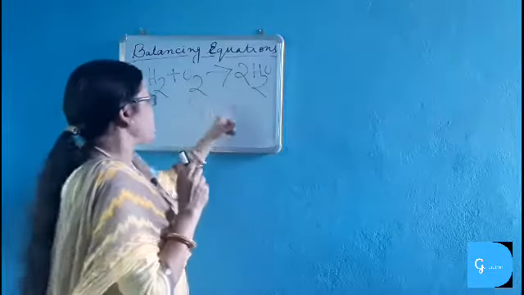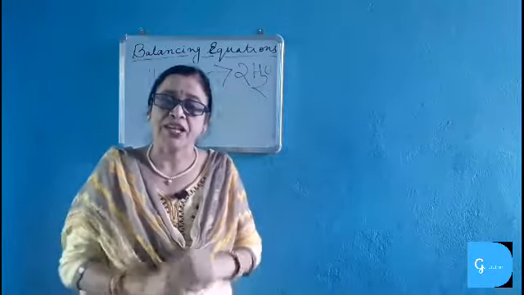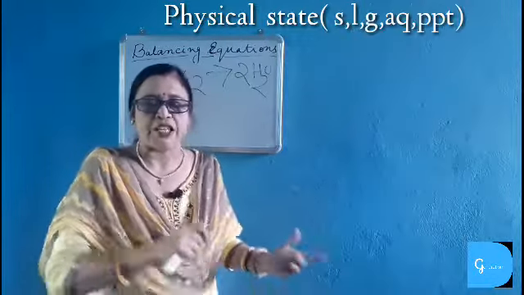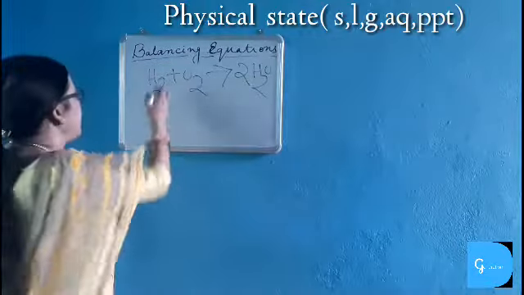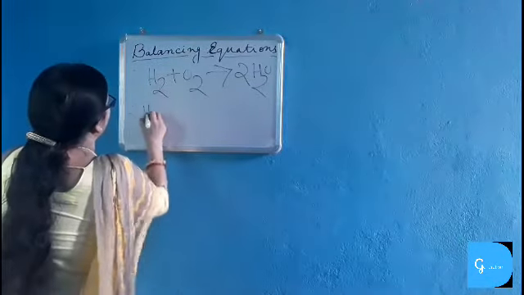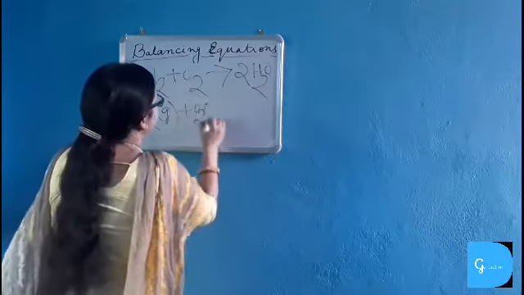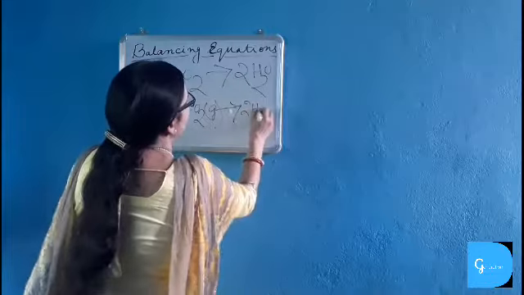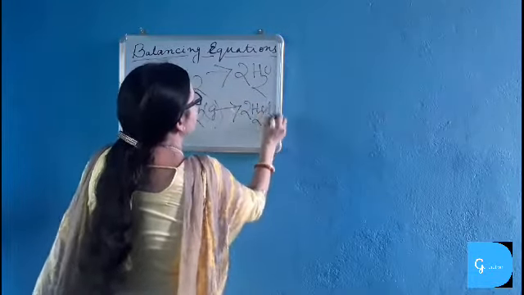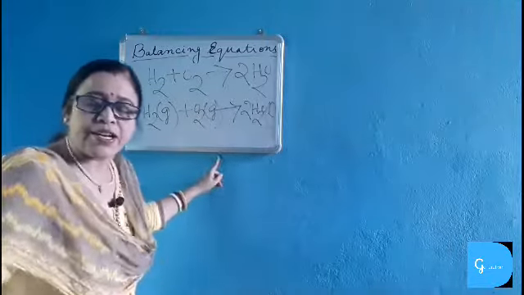To make equations more informative, what we do is indicate the physical state of the reactants as well as the products. Now, what is hydrogen? We know hydrogen is a gas. Oxygen is also a gas. These react together to give 2 molecules of water, which is a liquid. Thus gas and liquid are the physical states indicated here.